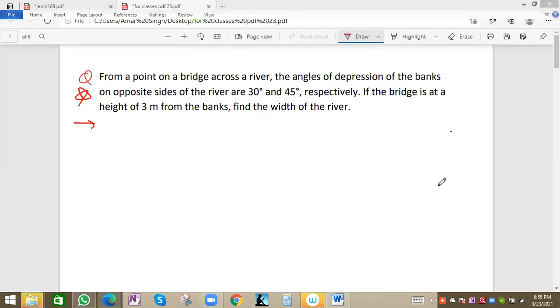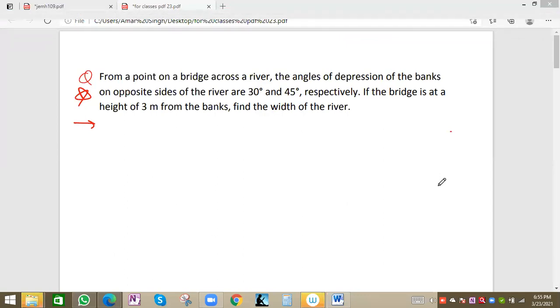Anyone got the answer for this question? Yes, sir. What is the answer? Okay, you have 3 into 3 root... 3 root 3 in bracket 1 plus root 3. Root 3 in bracket 1 plus root 3, root 3 plus 3. Please check the answer once again, and others also try.